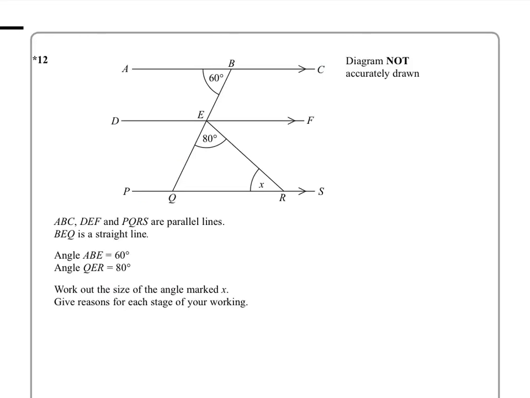So now we have to be careful with our explanations and how we write them, because of the quality of written communication. Now, I'm not necessarily going to write everything out as I would be doing in a paper. I want you to be able to understand how to do the question as well. So it says work out the size of the angle marked X. Well, the first thing that we can do is look for types of angle property that help us.